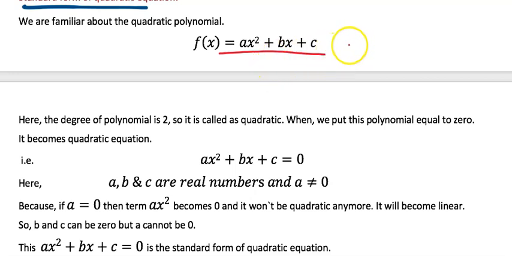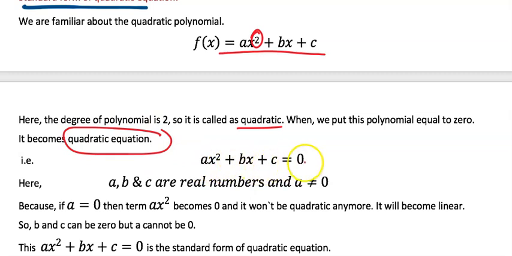Okay, as equals to 0 is not there, so we can't say it as an equation. Now why is it a quadratic polynomial? Because the degree is 2, that is the highest power is 2, so it is called quadratic. And when we put this polynomial equals to 0, it becomes a quadratic equation, that is ax square plus bx plus c equals to 0.